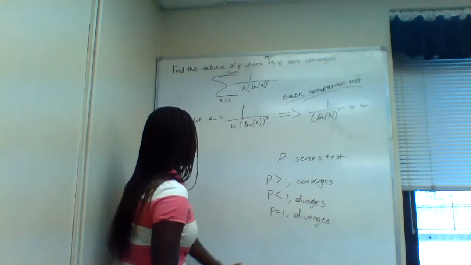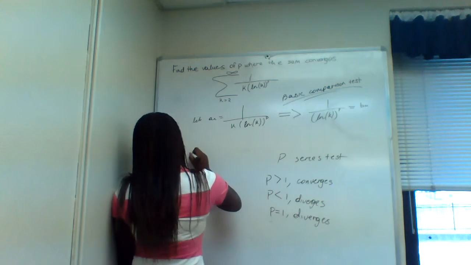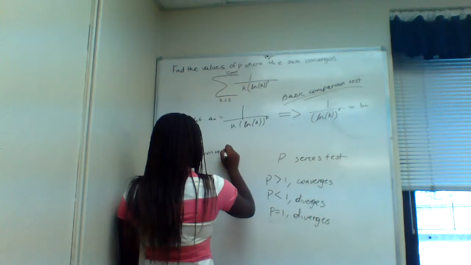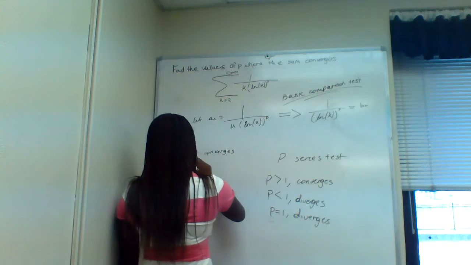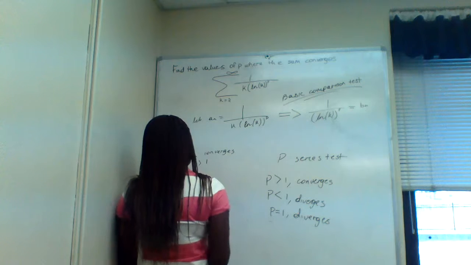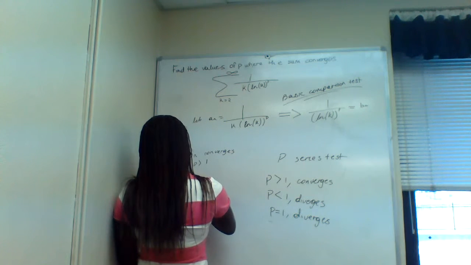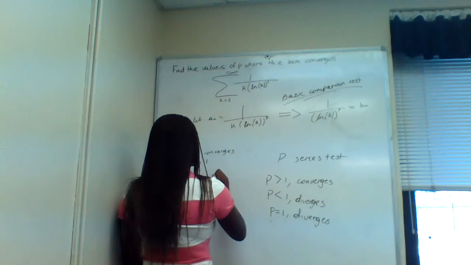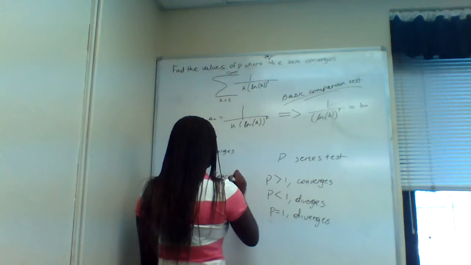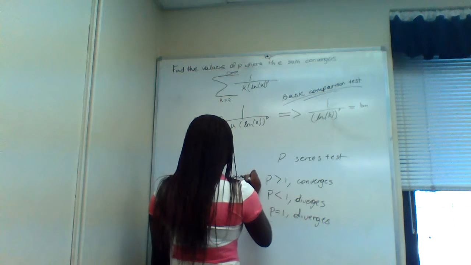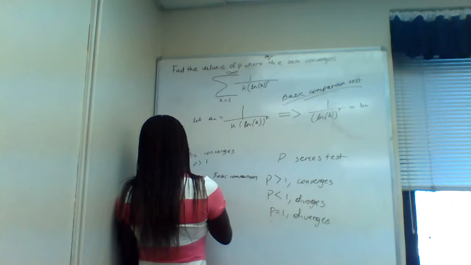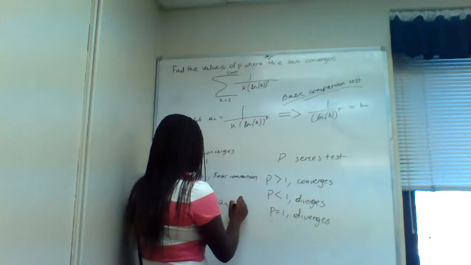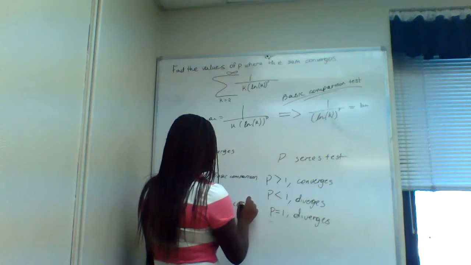So using this, we know that b of n converges when p is greater than 1. Therefore, by the basic comparison test, a of n would also converge.